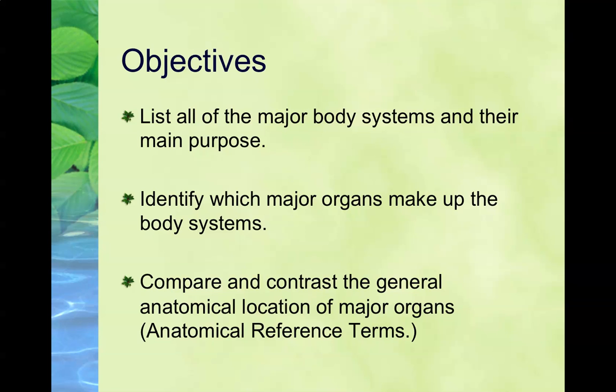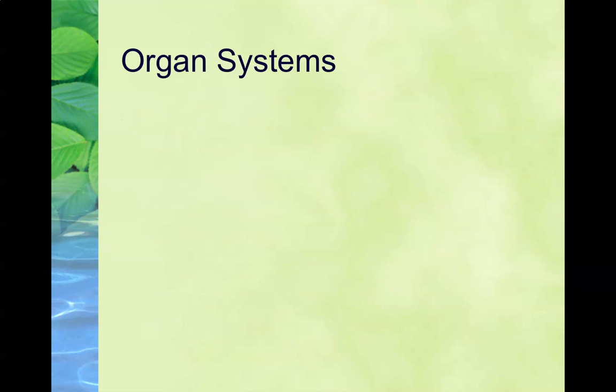Finally, we're going to compare and contrast the general anatomical relationship of the major organs. In other words, we're going to try to get a pretty good feel for what the body looks like both inside and out. So we need to be able to find these things once we're looking for them. So let's go ahead and move on to the major organ systems that we're going to be talking about.